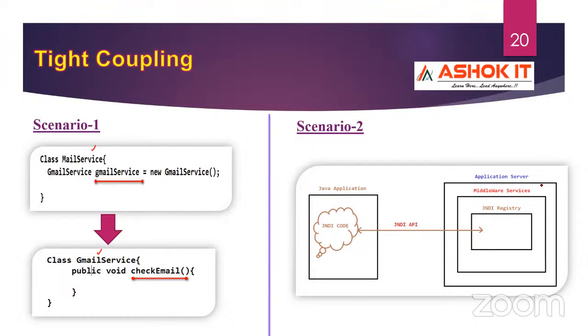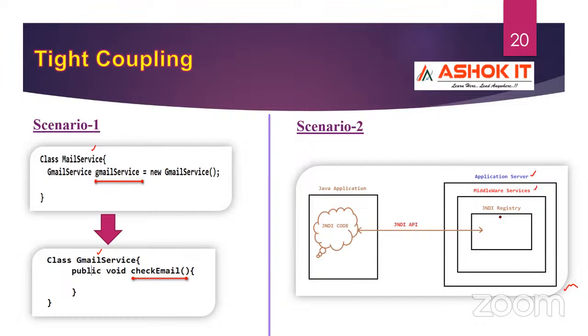Every application server contains some middleware services. Application servers are such as WildFly, WebLogic, and JBoss, guys. Every application server maintains some middleware services. One of the middleware services is JNDI. So JNDI stands for Java Naming Directory Interface. It can store objects, guys.